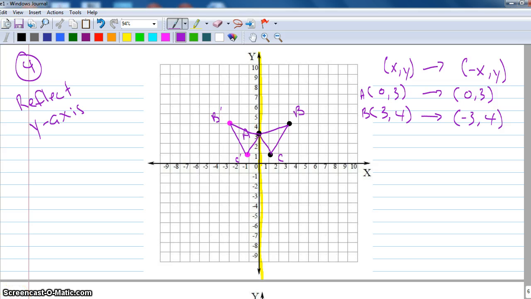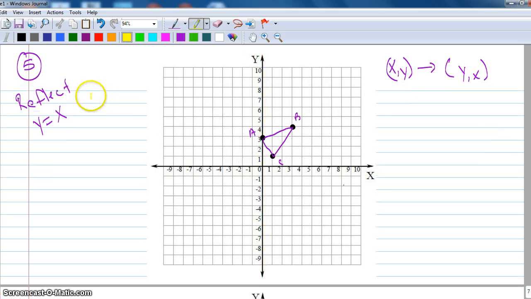Now for the next two, there is no easy trick. We gotta do the math. So for this one, we're gonna reflect across the y equals x. Here's my original triangle, and there's the rule. x, y changes to y, x. In other words, you just flip the numbers over. And if you're not sure what the y equals x line is, let me draw it for you, or attempt to draw it. So that's the y equals x line, the yellow one.